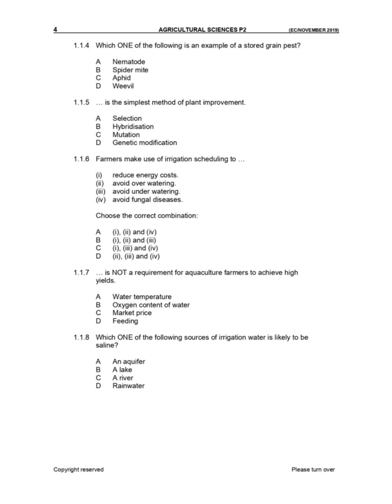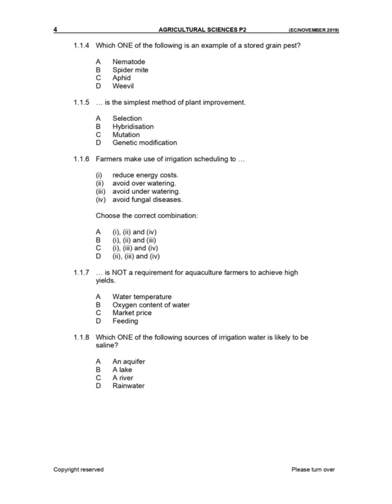Dash dash dash is the simplest method of plant improvement. So what is that? Simplest method of plant improvement. How do we improve plants? What do we do? Do we use the method of selection, hybridization, mutation, or do we use genetic modification? So write down the correct one.